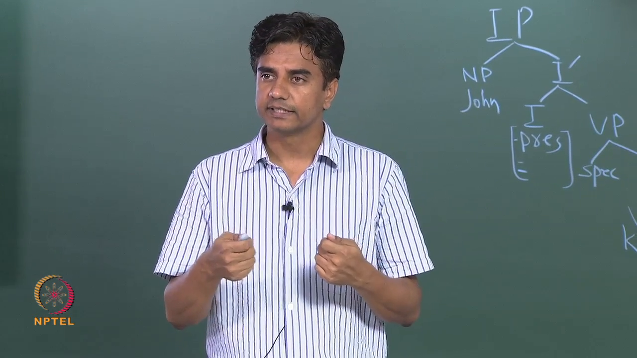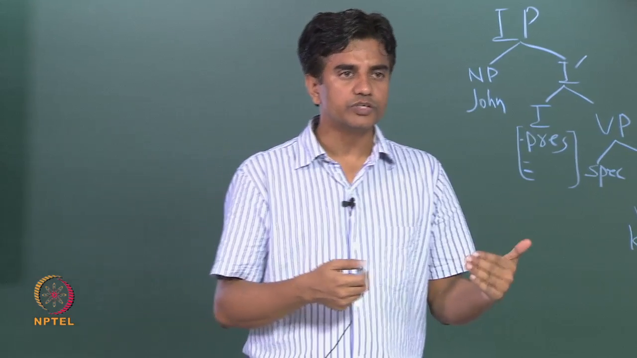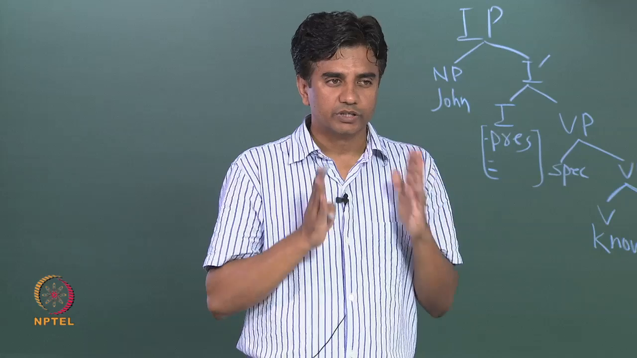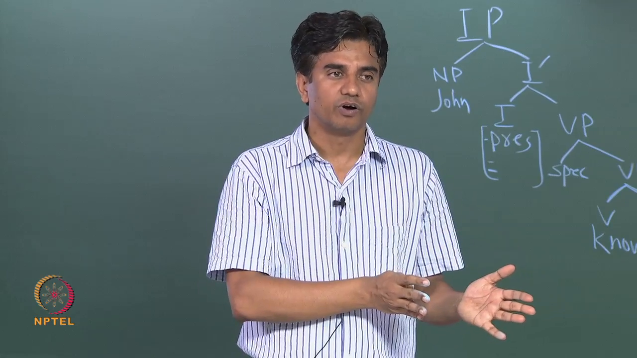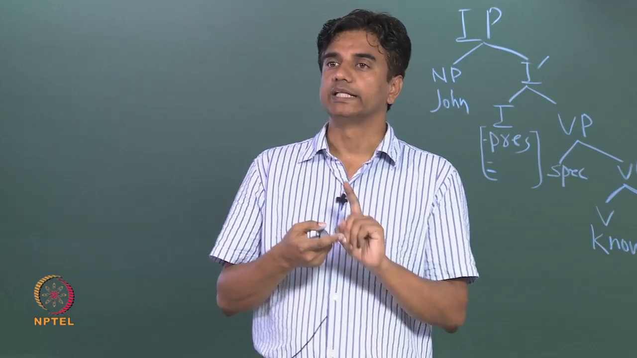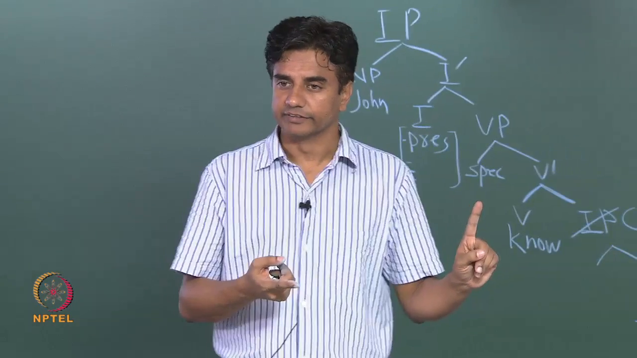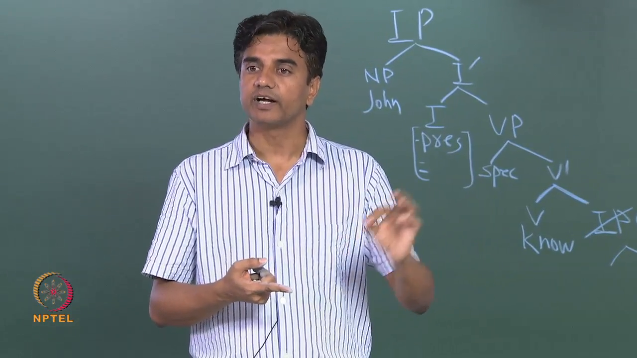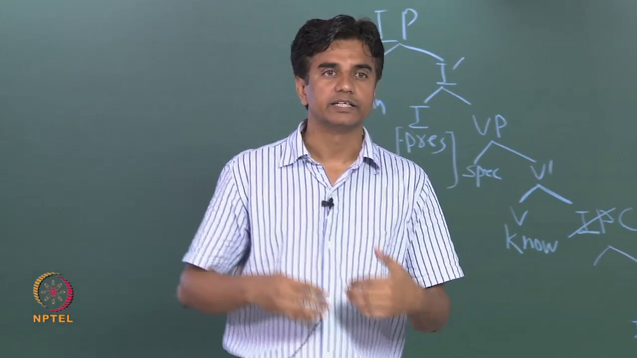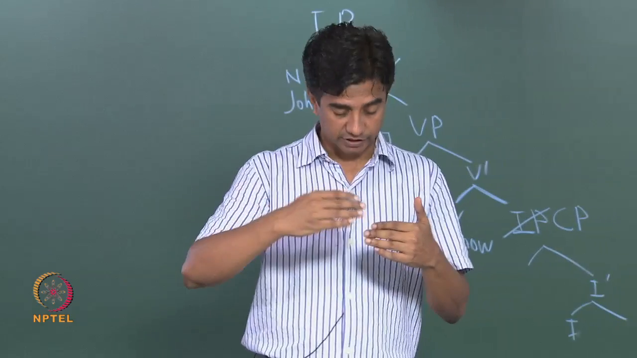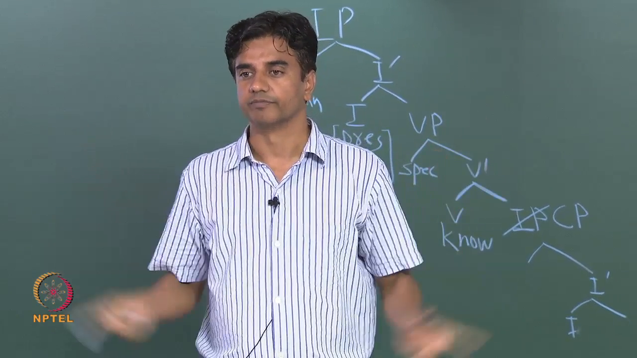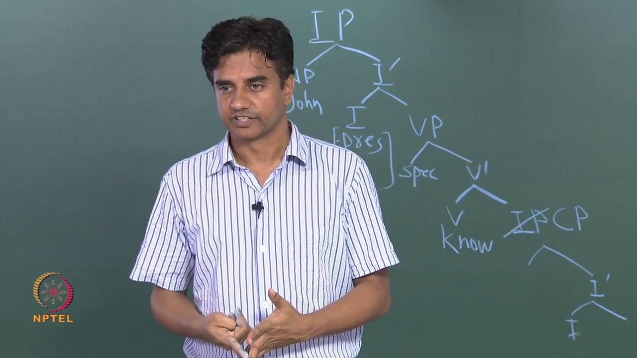Once you know these things, what you need to keep in mind is categorical selection rules. Once you figure out what is the complement of the predicate, and when you know that the subject is outside the predicate, which becomes the specifier of the sentence, then the structure of the sentence, the structure of the predicate, and the complement placement all become clear to you, and you can come up with a structure.